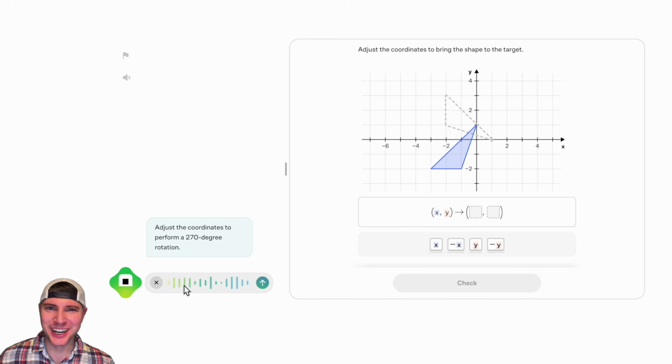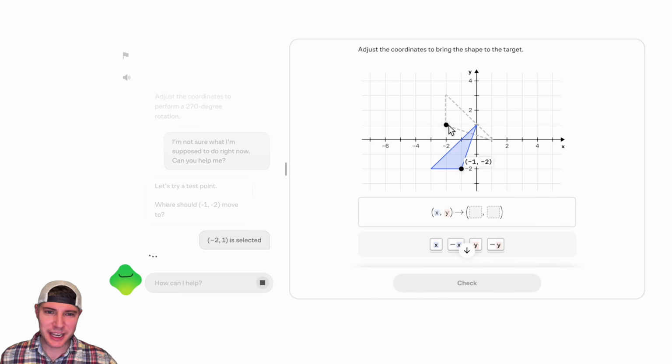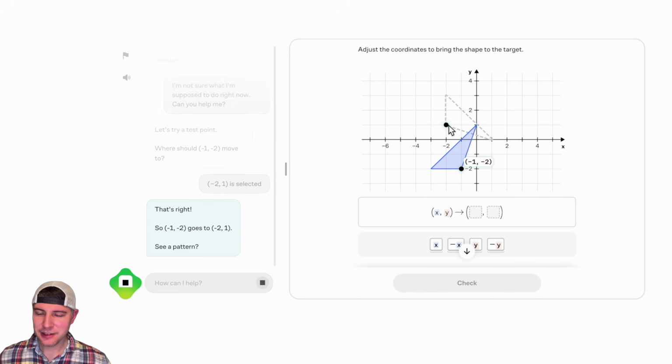I'm not sure what I'm supposed to do right now. Can you help me? Where should -1, -2 move to? Okay, so it's asking me where's this point going to? Well, I can tell that's this one right here. So it's going to the point -2, 1. So -1, -2 goes to -2, 1.